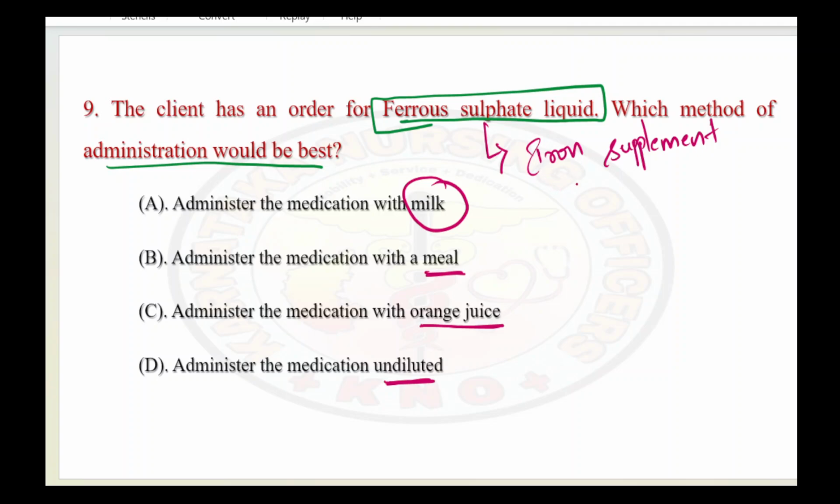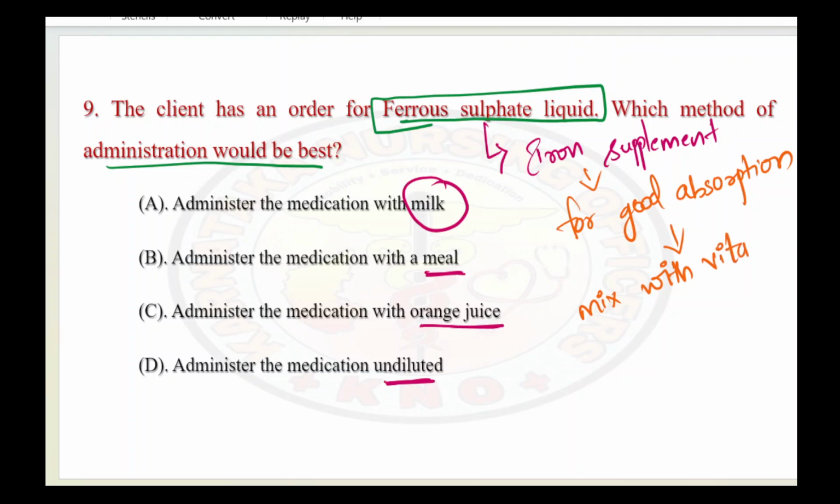So usually this iron supplement is better absorbed if you want good absorption. Okay, for good absorption of iron, we need to mix it with vitamin C. So is there anything related to vitamin C? Just check the options and then you can go for that option. Why? Because iron is always given with vitamin C.